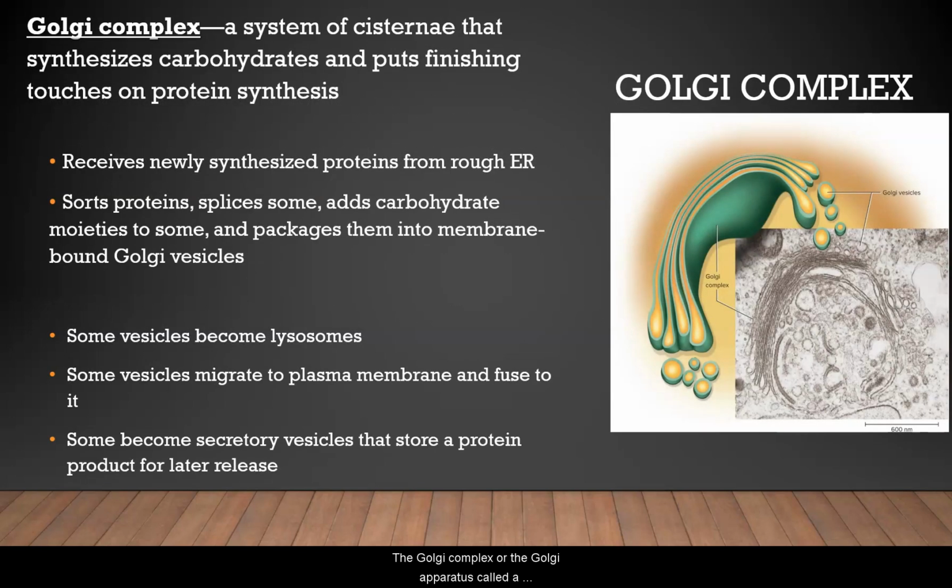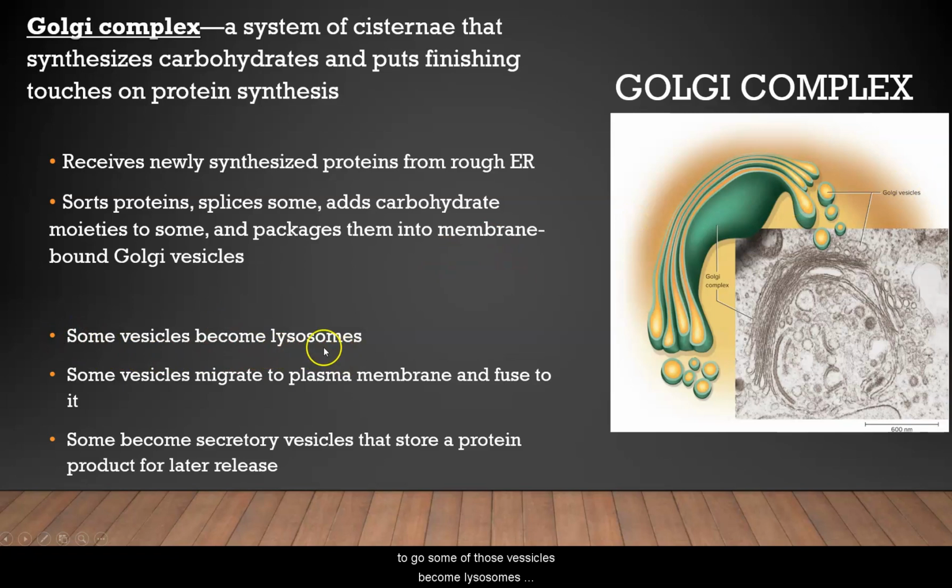The Golgi complex, or the Golgi apparatus, we'll call it a complex here, is a system of folds, like those cisternae again, that synthesize carbohydrates and put finishing touches on the synthesis of proteins. It receives newly synthesized proteins from the rough ER, sorts them, splices them, adds carbohydrate moieties to some, and packages them into membrane-bound Golgi vesicles. And then those Golgi vesicles right over here, they send them out to where they need to go.